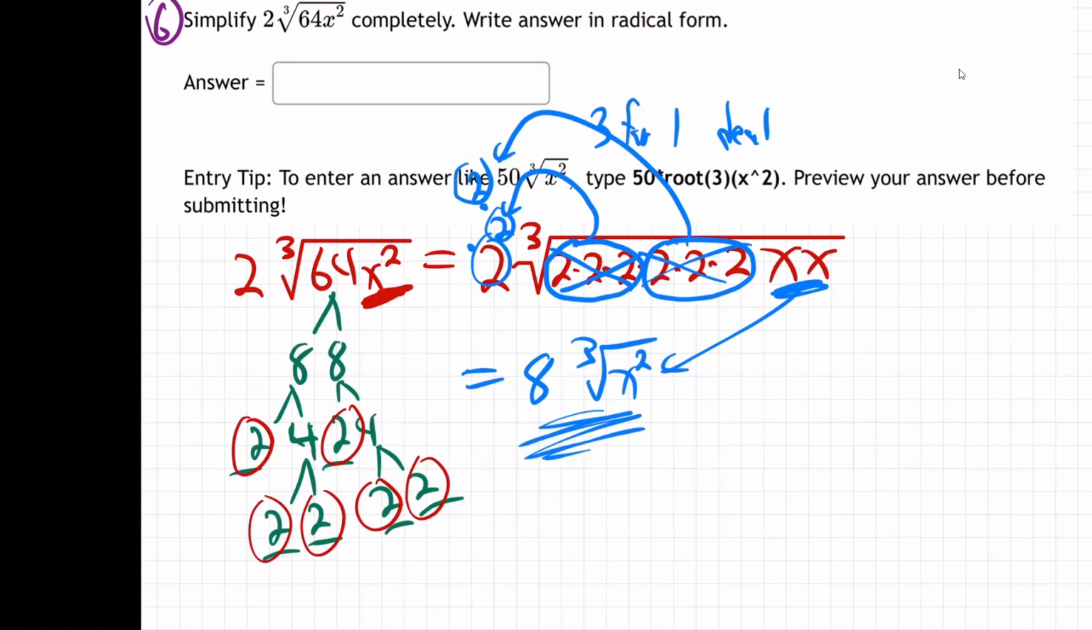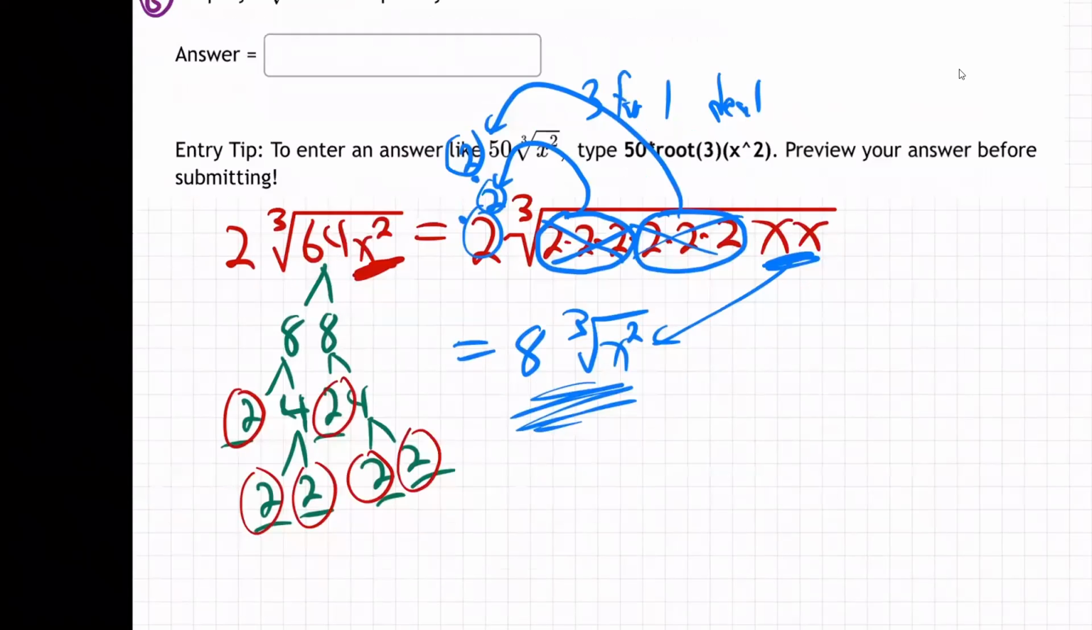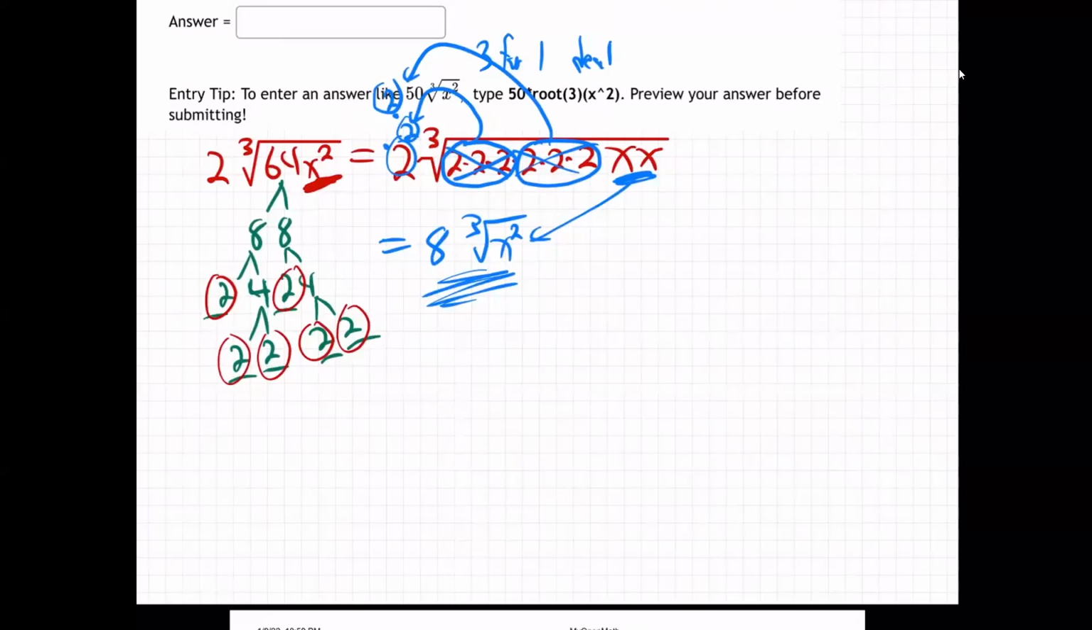You have a different version? Just tell me the whole thing. What is it?